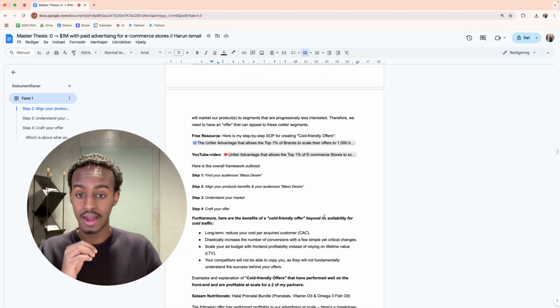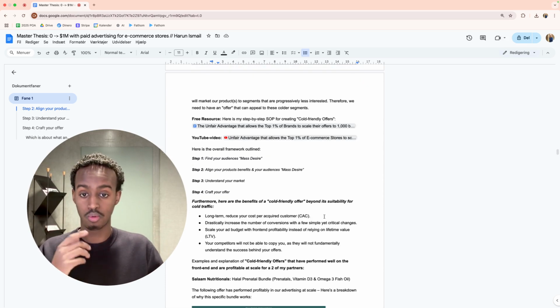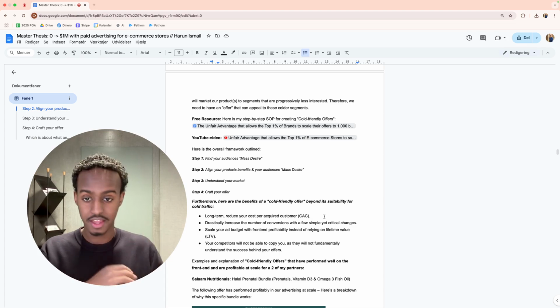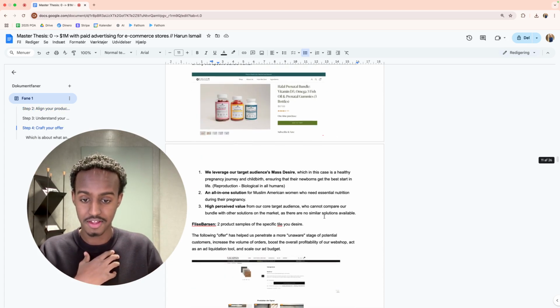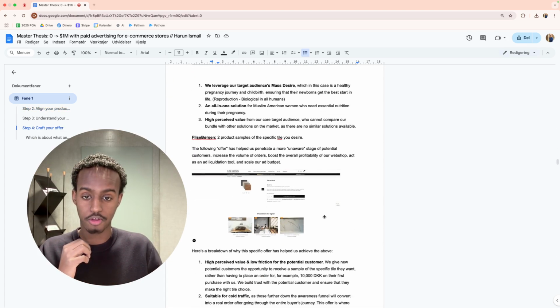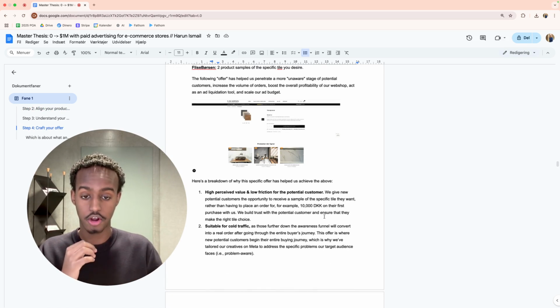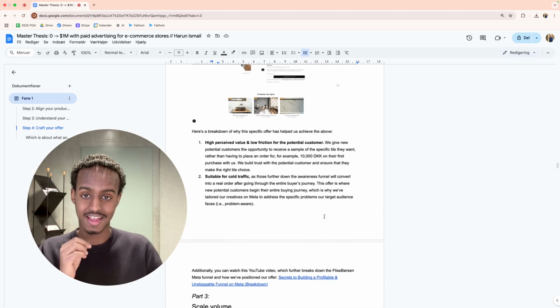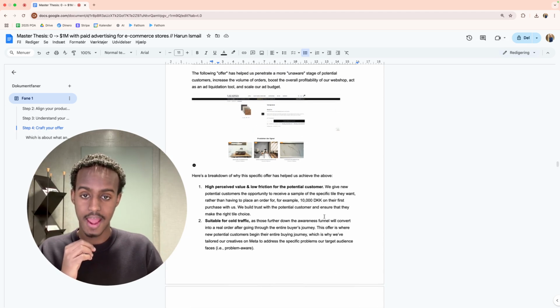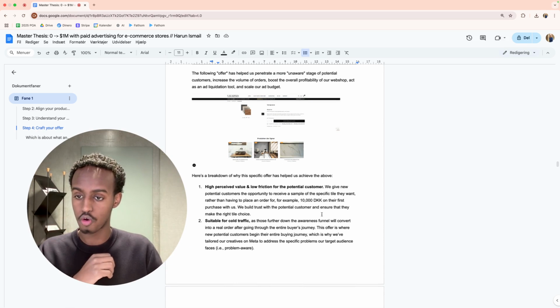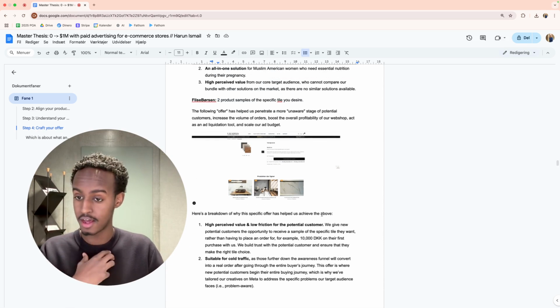You will see client examples for clients of mine. You will see the SOPs that I use, cheat sheets that I use, and internal resources that I use myself. All in all, this is the exact process that you need to conduct in order to craft offers that are cold friendly and can target cold audiences. And this is essentially also just a snapshot of my entire master thesis.